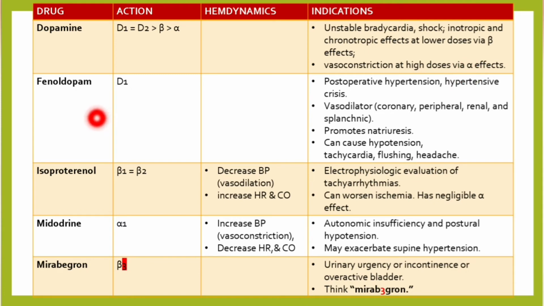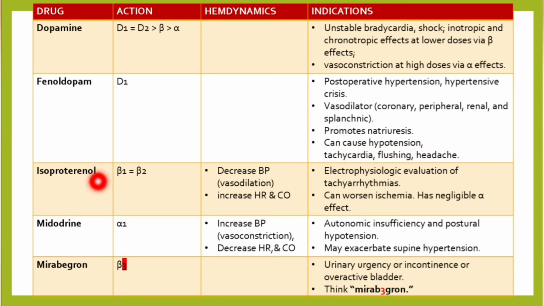The next one is fenoldopam. This one has D1 activity and is used in post-operative hypertension and hypertensive crisis. It's also used as a vasodilator in arteries like coronary, peripheral, renal, and splanchnic arteries. It promotes natriuresis. This drug can cause hypotension, tachycardia, flushing, and headaches.